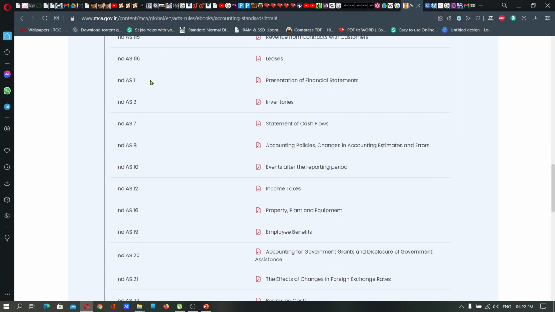Earlier it was not known as statement of cash flows, it was known as cash flow statement. Now after the convergence, it is known as Ind AS 7, that is statement of cash flows. Next one, Ind AS 8, accounting policies, changes in accounting estimates and errors.